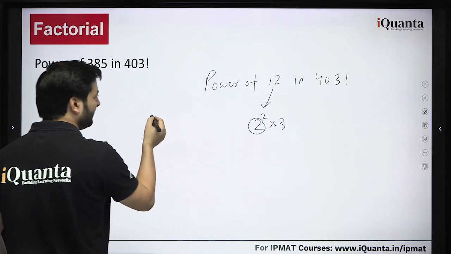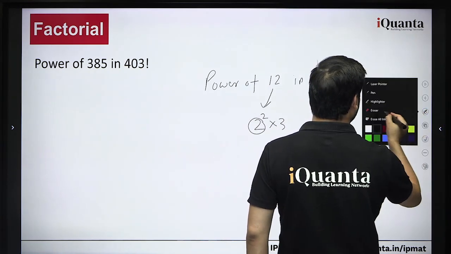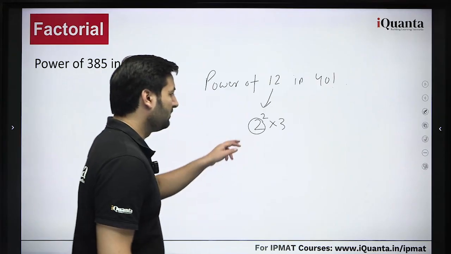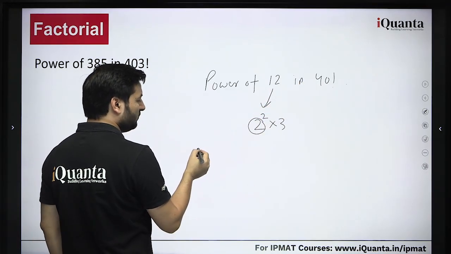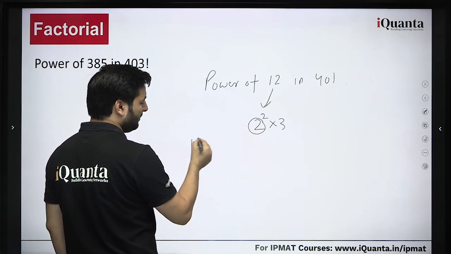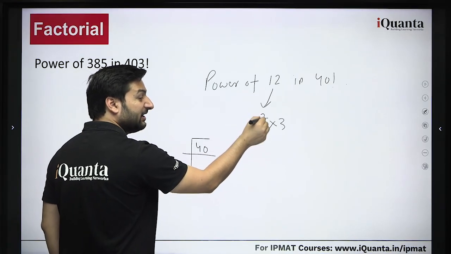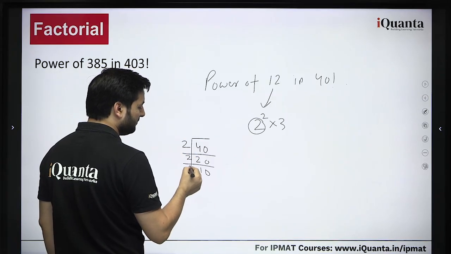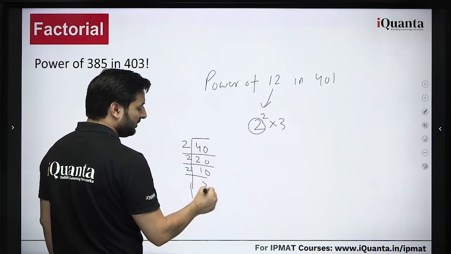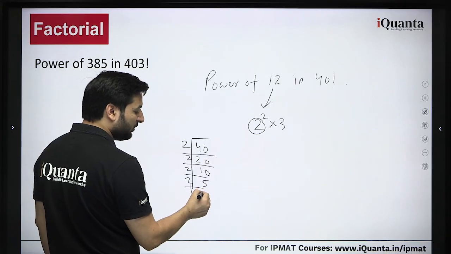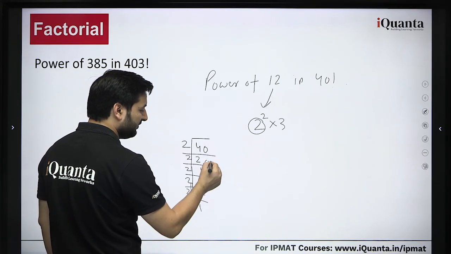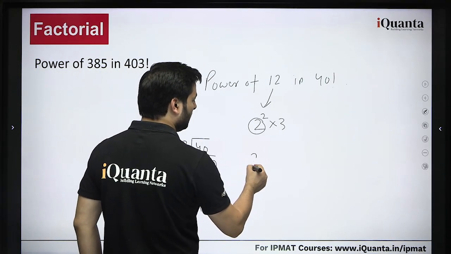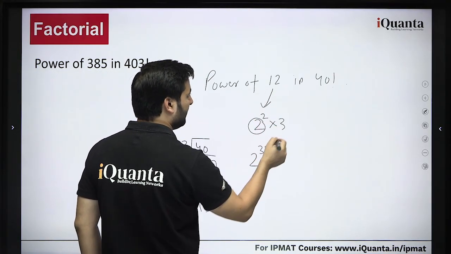Let us make it a smaller number so that we do not have to calculate a lot, say 40 factorial. In 40 factorial, find out the power of 2. We are finding the power of 2 first, and later we will find the power of 2 square. 40 divided by 2 is 20, 20 divided by 2 is 10, then 5, and then 2 (we write 2 only, since 5 divided by 2 is 2.5), and then 1. The sum of these numbers is 20, 30, 35, and then 38. So the total power of 2 is 38 in 40 factorial.